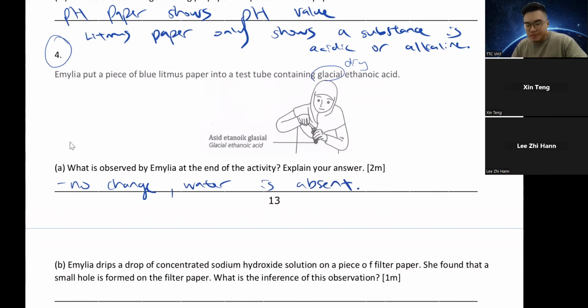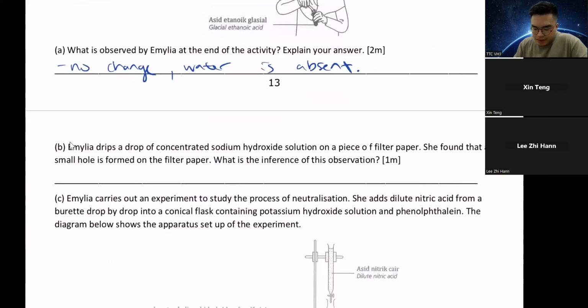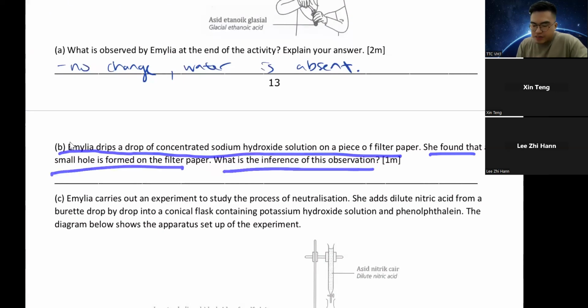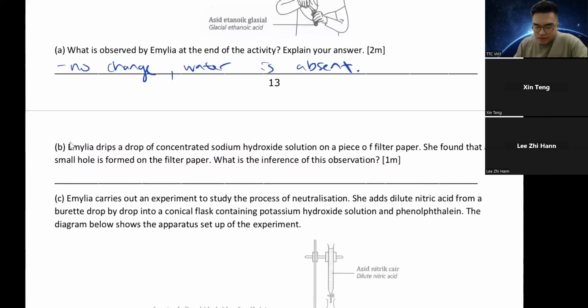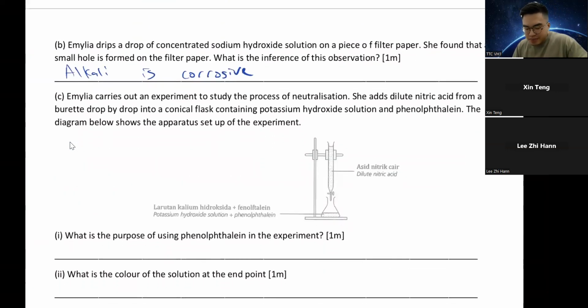All right, there's no water. So B, Amelia drips a drop of concentrated sodium hydroxide onto a piece of filter paper. She found that a small hole is formed. What is the inference? Why is there a hole? Because alkali is corrosive. They can eat through things. Corrosive.